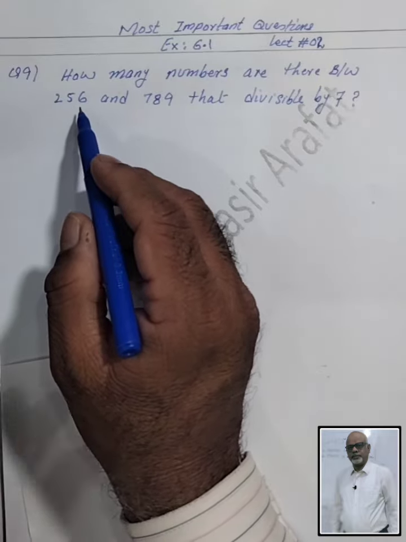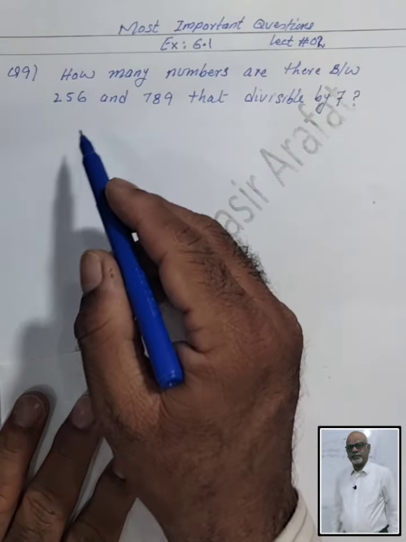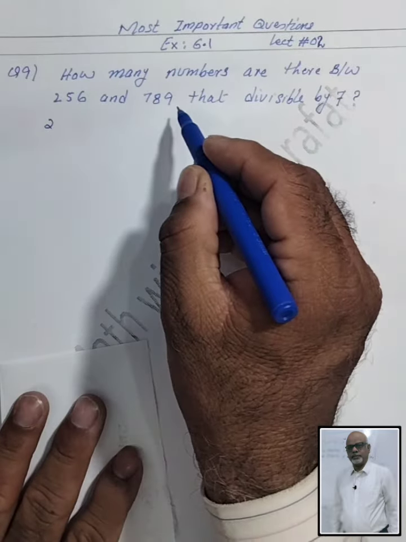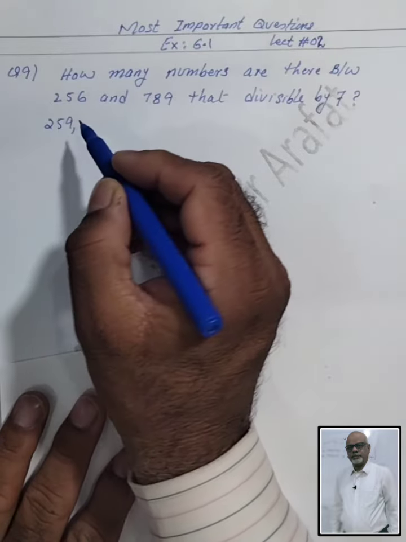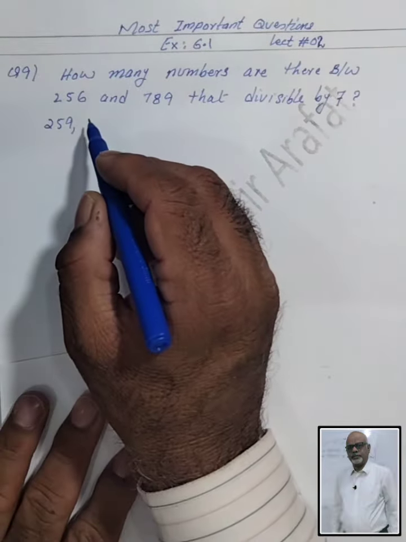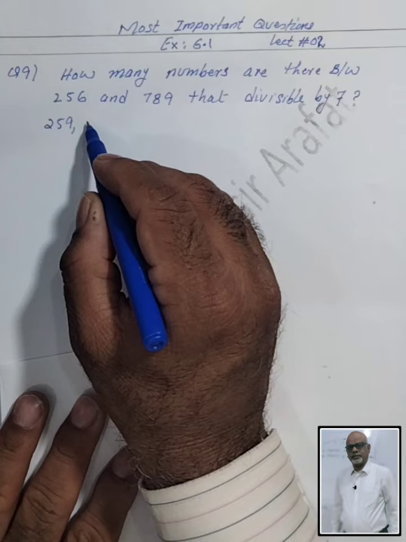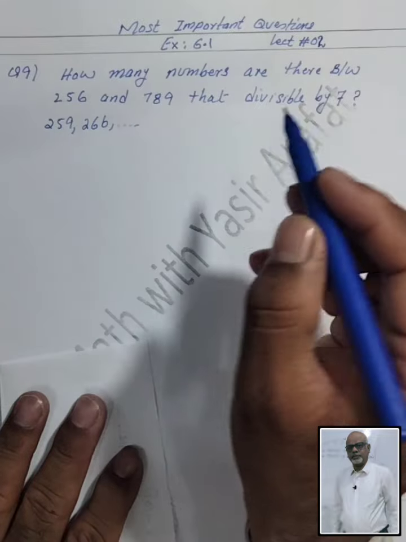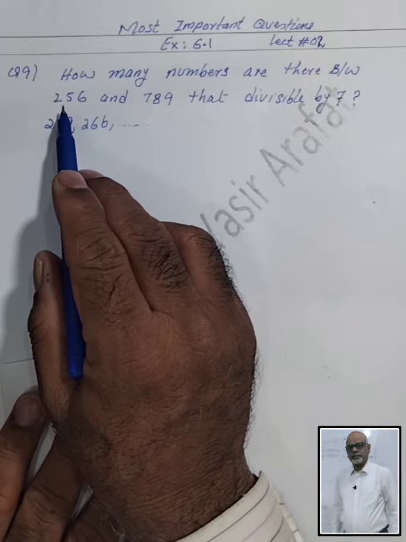256 is not divisible by 7 exactly. 257, 258, 259. In this interval, 259 is the first number which is divisible by 7. What will be the second number? Just we have to add 7 here, and we will get the other number, that is 266.